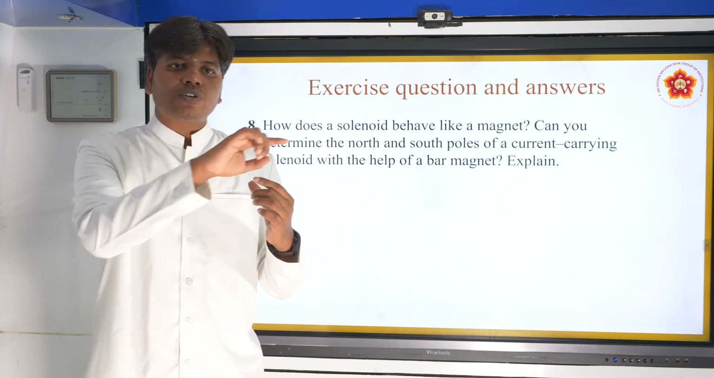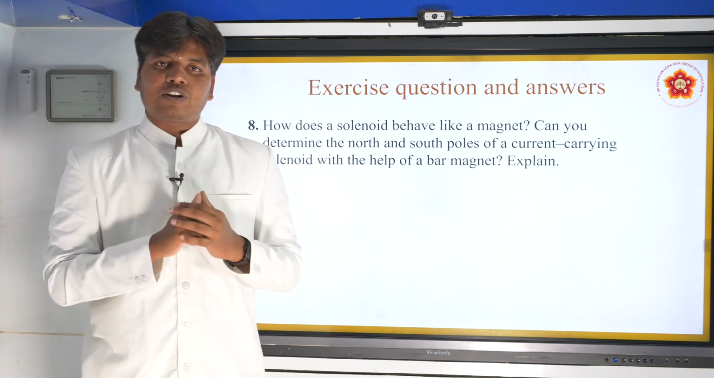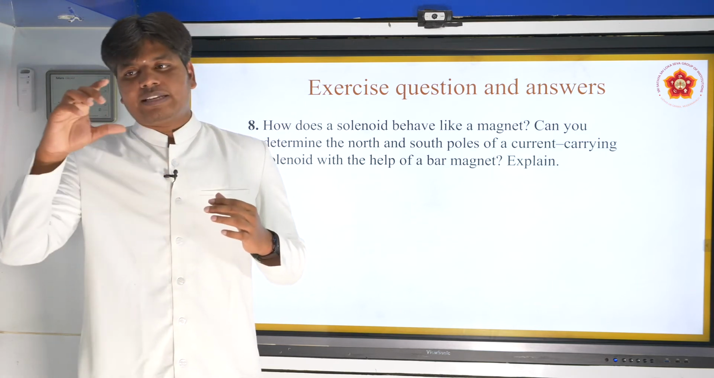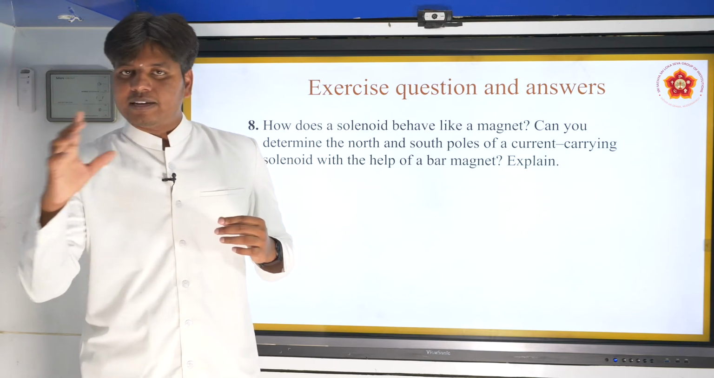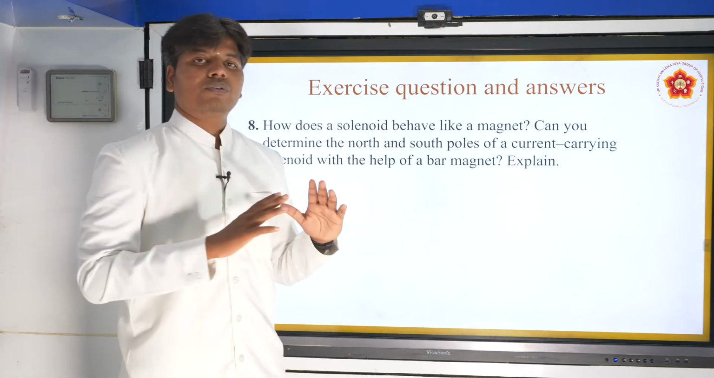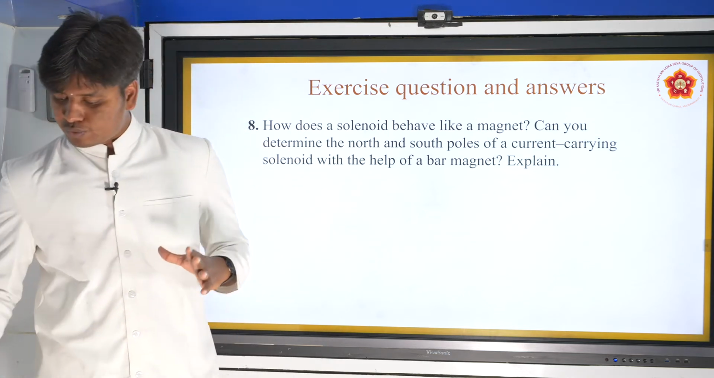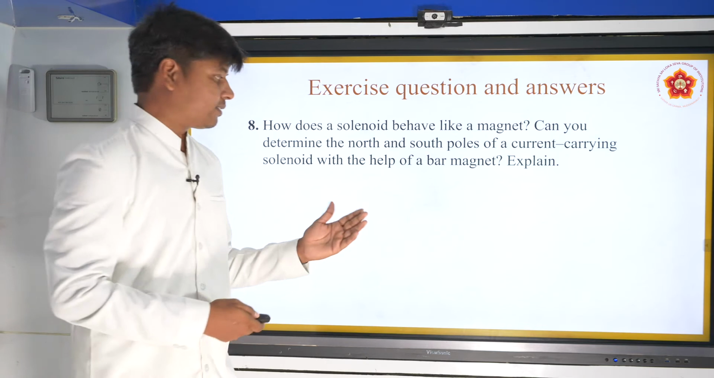Outside also you will see a pattern of magnetic field lines, right? If you take a bar magnet and put it near it, he is asking, can you determine which pole is on which side? So let us go and explore. Let us see what the solenoid is.